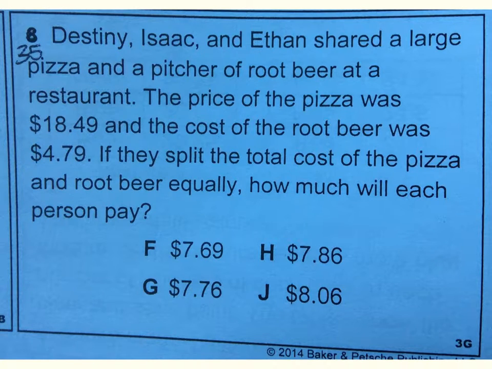Number 35. Destiny, Isaac, and Ethan shared a large pizza and a pitcher of root beer at a restaurant. The price of the pizza was $18.49, and the cost of the root beer was $4.79. If they split the total cost of the pizza and the root beer equally, how much will each person pay?